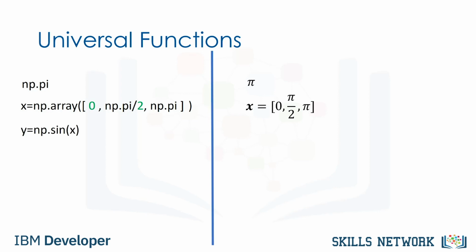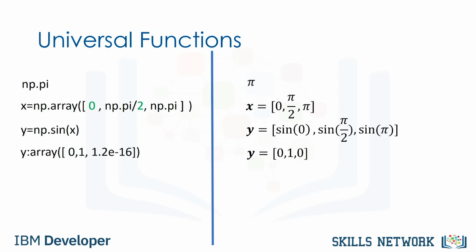We can apply the function sine to the array x and assign the values to the array y. This applies the sine function to each element in the array. This corresponds to applying the sine function to each component of the vector. The result is a new array y, where each value corresponds to the sine function being applied to each element in the array x.